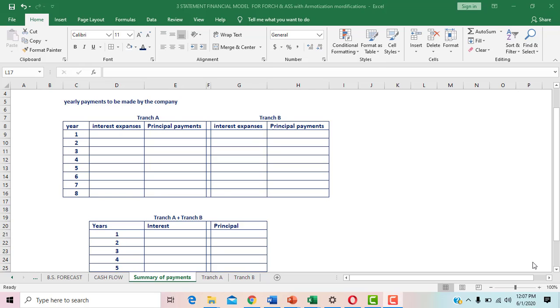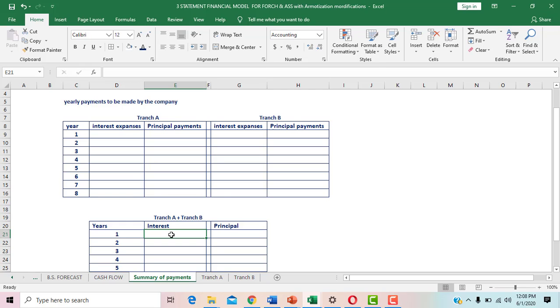Hello and welcome back. Here we are going to do a summary of tranche A and B loans payment. This lower part of our summary is going to show how tranche A and tranche B of interest rate and principal is going to appear in our income statement and balance sheet.